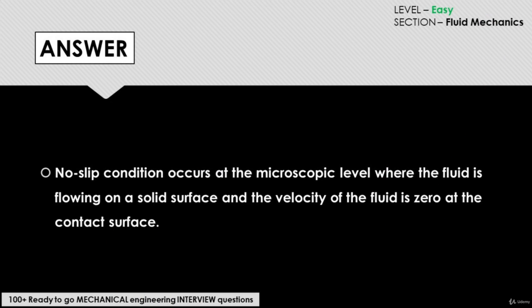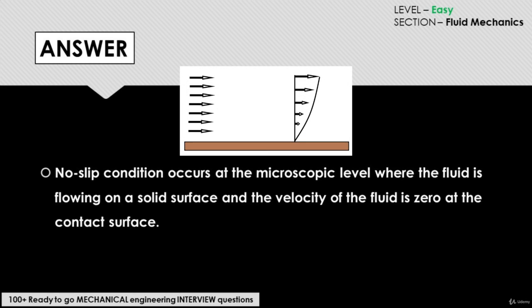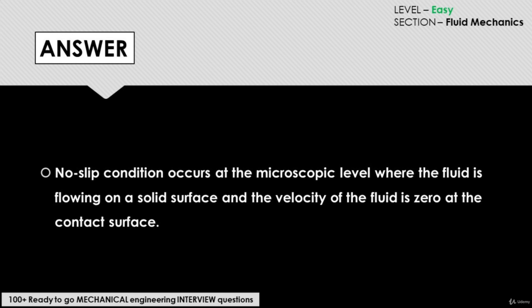The answer to this question would be: the no-slip condition occurs at the microscopic level, where the fluid is flowing on a solid surface and the velocity of the fluid is zero at the contact surface.